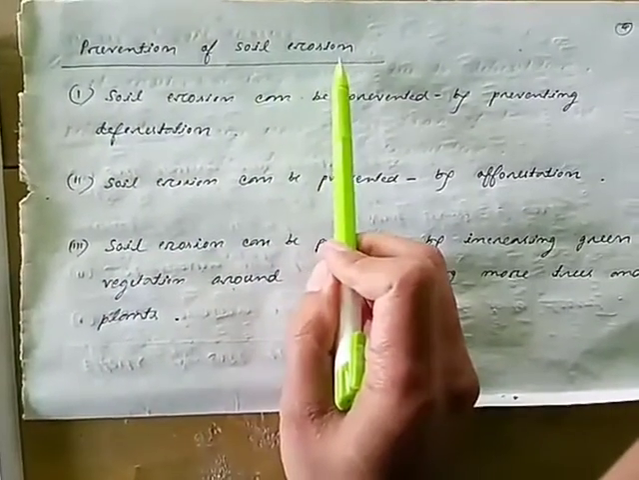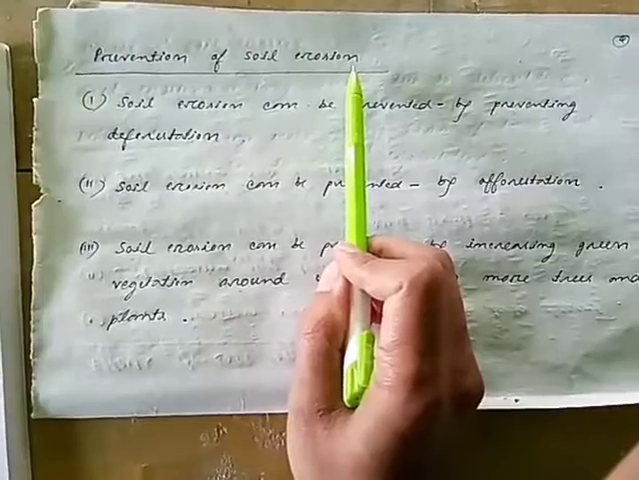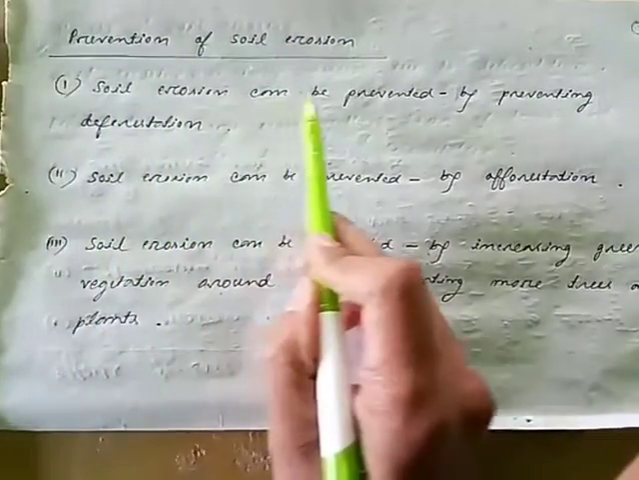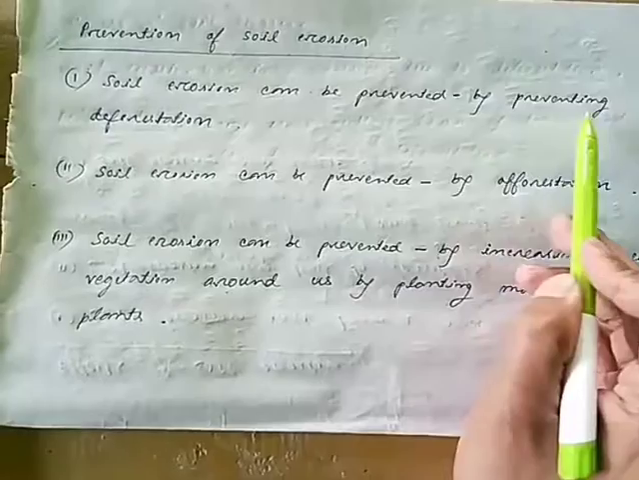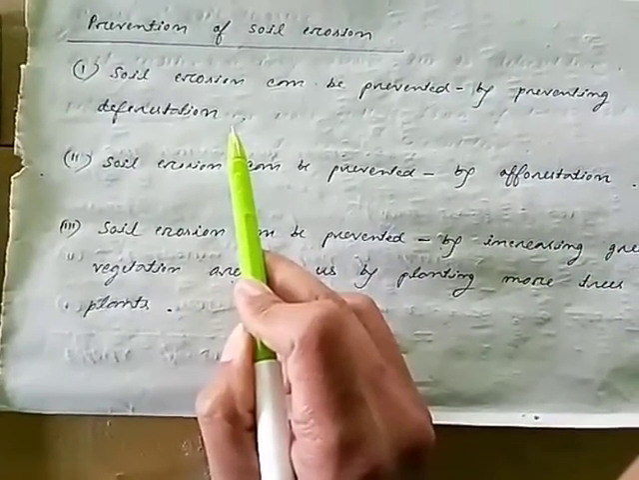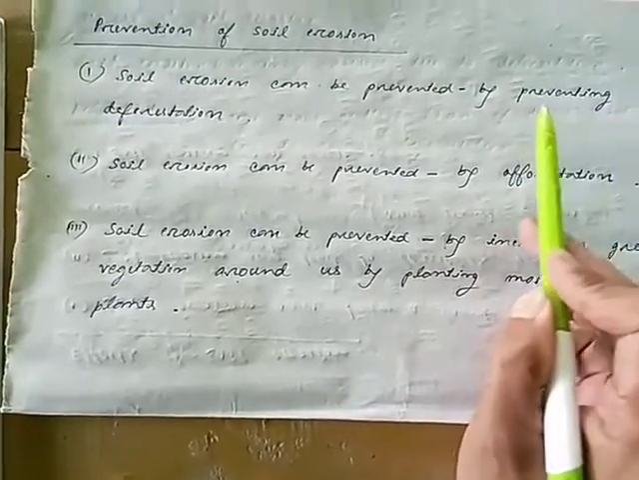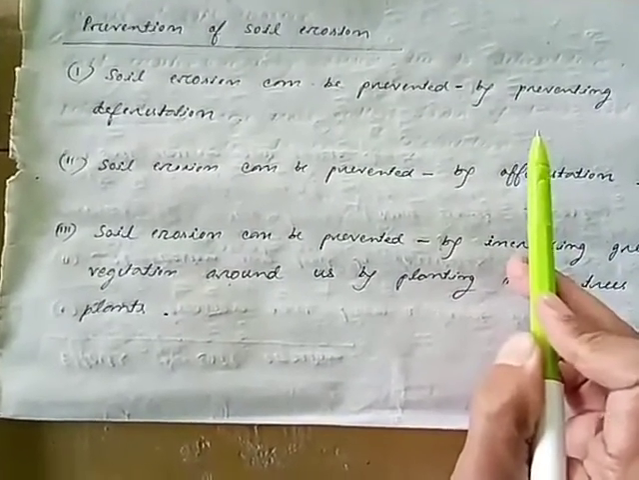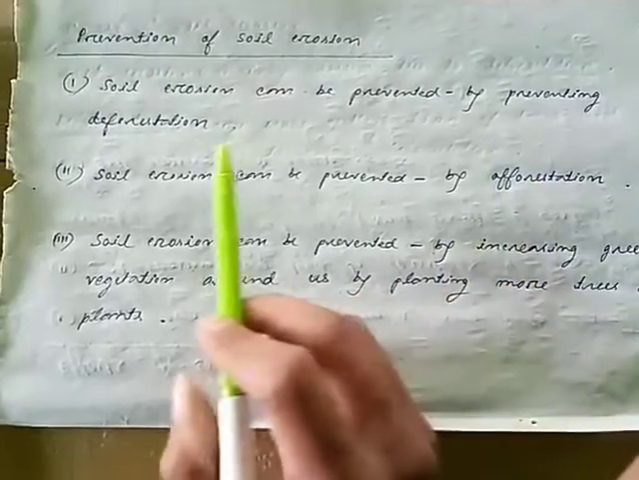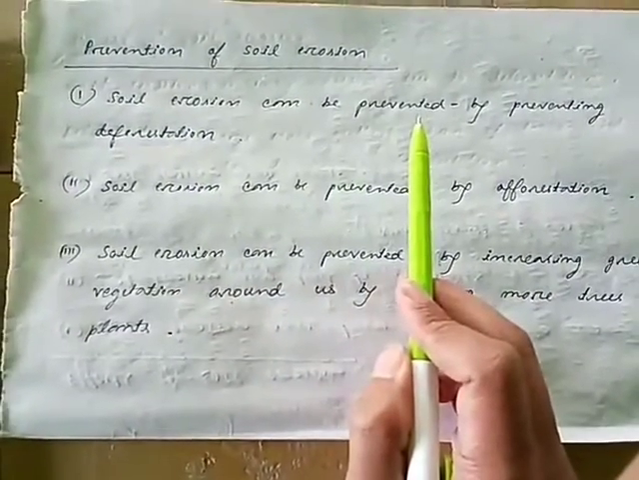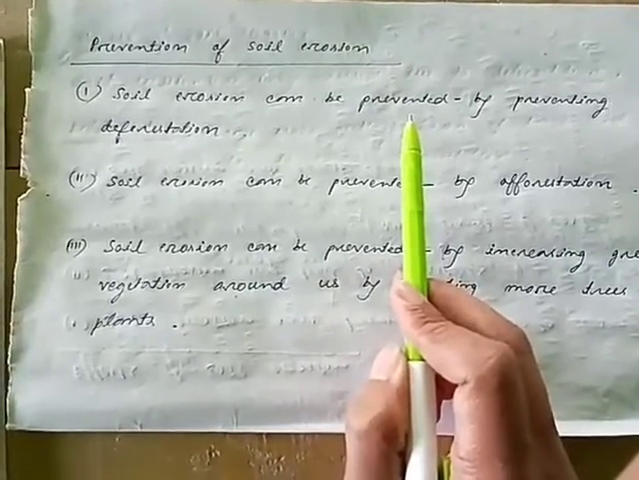Prevention of soil erosion. How can we prevent soil erosion? Soil erosion is a big problem, so we have to prevent it. Soil erosion can be prevented by preventing deforestation. If we stop deforestation, if we stop cutting of trees, then soil erosion can be prevented to a more extent.